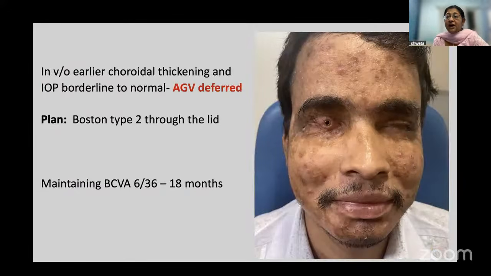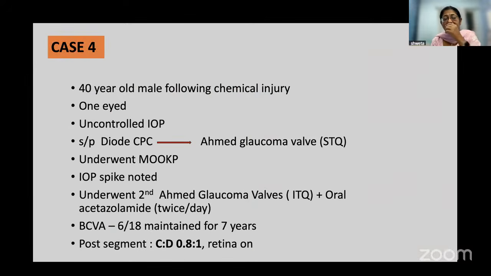Now, in view of the hypotony that the patient had, we deferred an AGV for him, which is routinely combined with the Boston type 2 keratoprosthesis. So always customize your keratoprosthesis based on the ocular parameters that the patient presents to you with. He went through a Boston type 2 through the lid and is now maintaining a vision of 6/36 for the last 18 months.